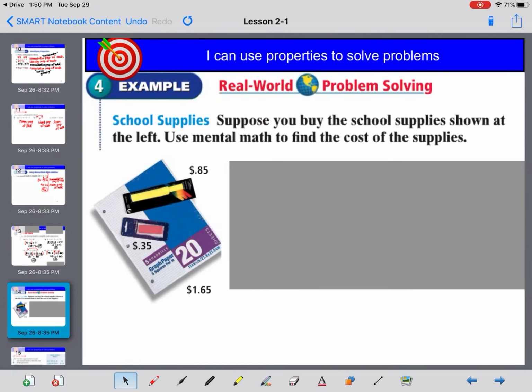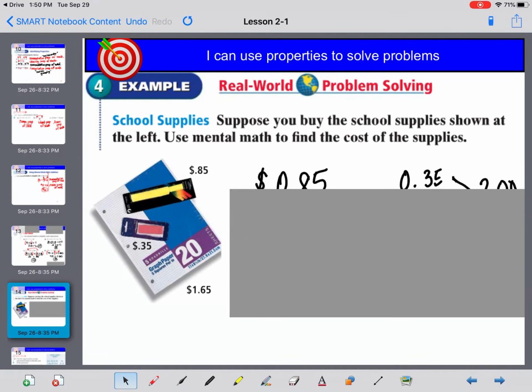All right, hopefully you're starting to see how to put into place the commutative property, the associative property, and the identity property. Now let's pretend we are your parents and we're going shopping for school supplies. The school supplies needed are shown at the left. I have a highlighter for 85 cents, an eraser for 35 cents, and a pack of graph paper for $1.65.